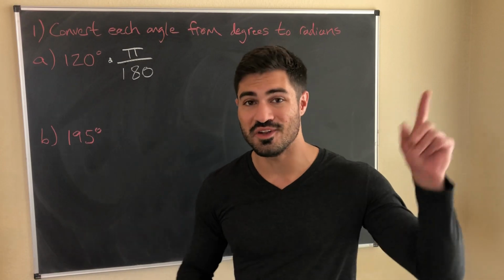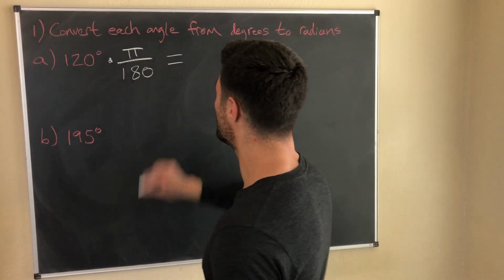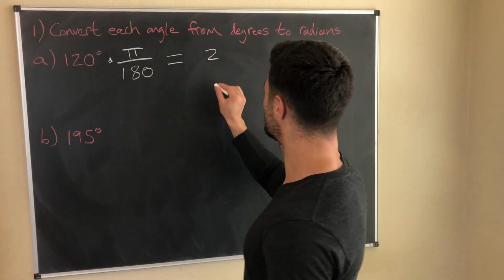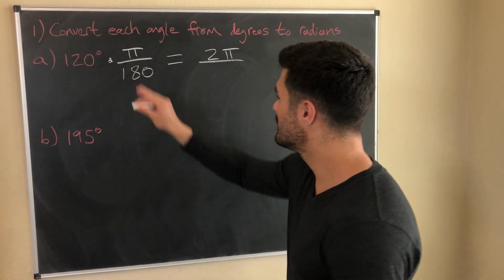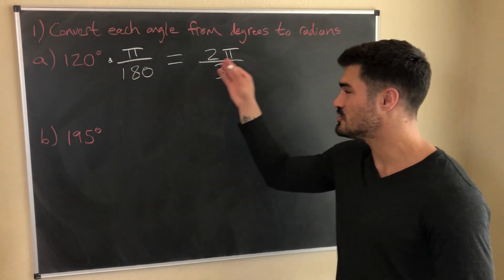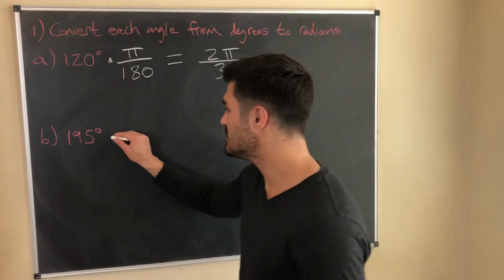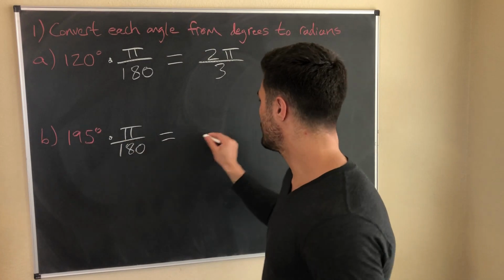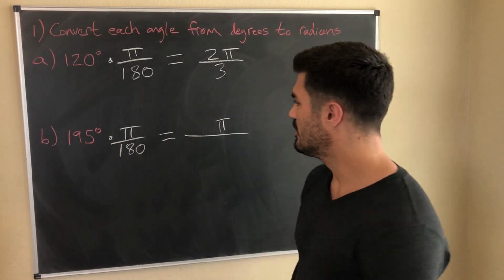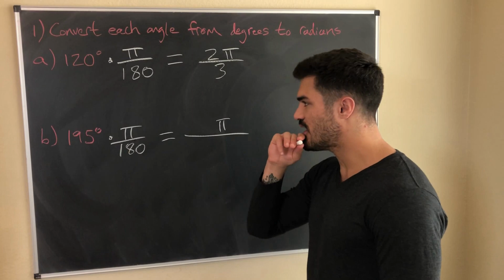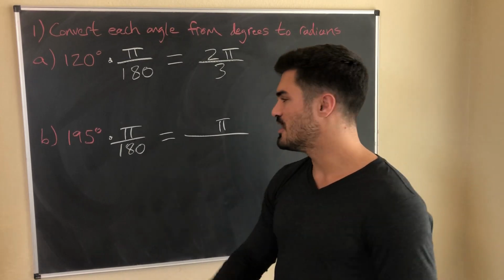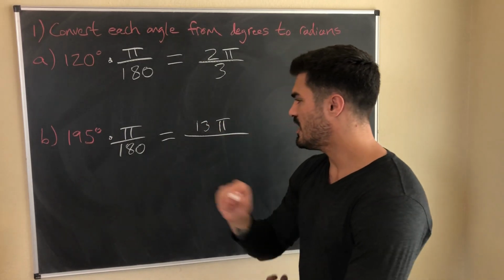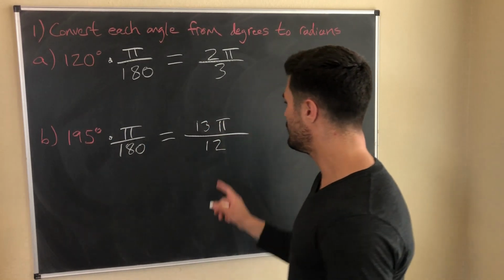I break this down fully in a video that I'll link right up here. So once we simplify this, 60 is a common factor between these two. 60 times 2 gives us 120, so we have a 2 pi in the numerator. 60 times 3 gives us 180, so we get 2 pi over 3 for part A. For part B, same thing, times pi over 180. So we're definitely going to have pi in the numerator. Let's see, 195 and 180. I think a common factor will be 15. 15 goes into 195 13 times, and for 180, it's 12. So we're left with 13 pi over 12.